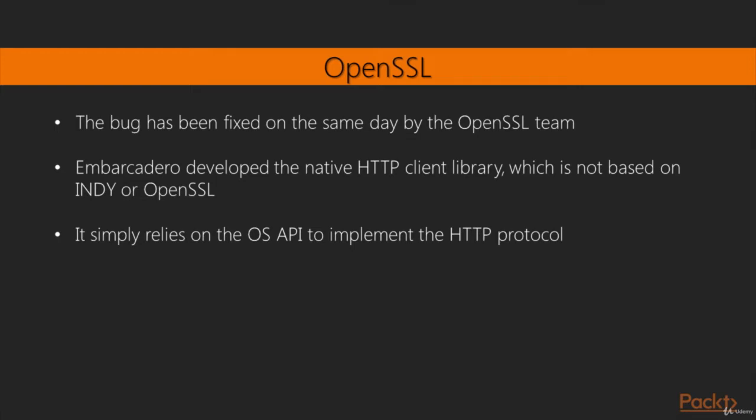So, to overcome this bad situation, Embarcadero developed the native HTTP client library, which is not based on Indy or OpenSSL, but simply relies on the OS API to implement the HTTP protocol. So when Microsoft, Apple, or Google releases a new security patch, your application is already updated. Great! You simply rely on the OS security infrastructure and no longer depend on the OpenSSL DLLs.